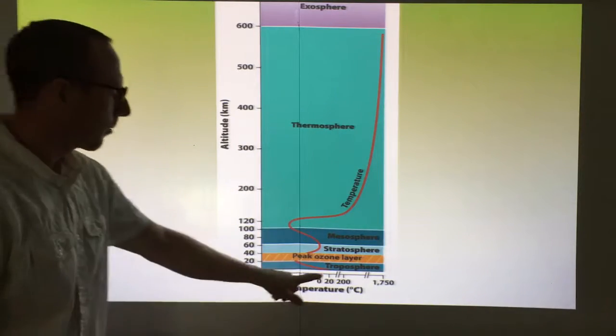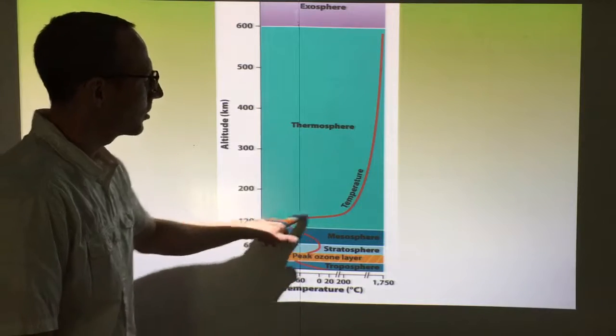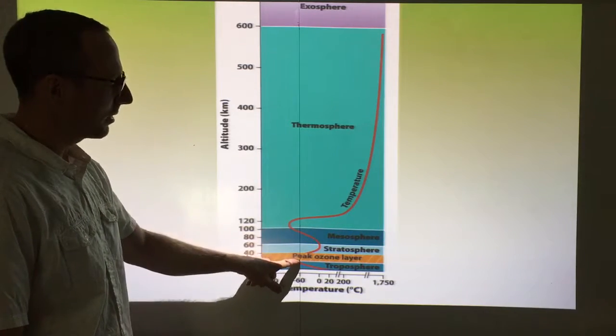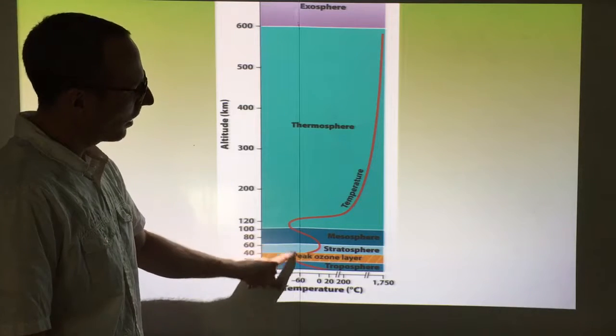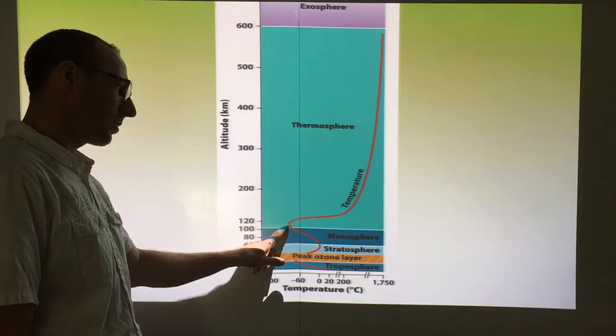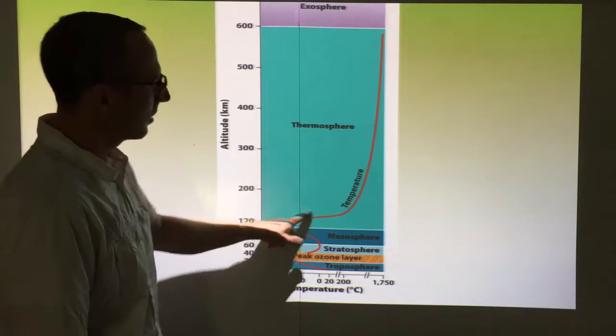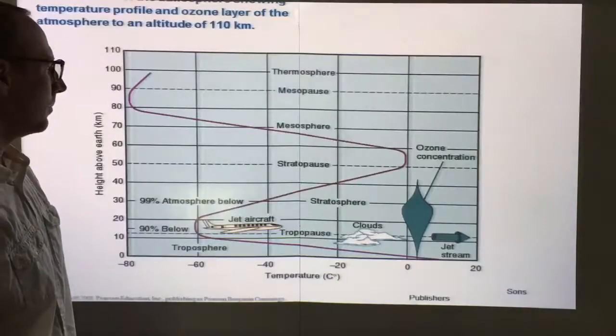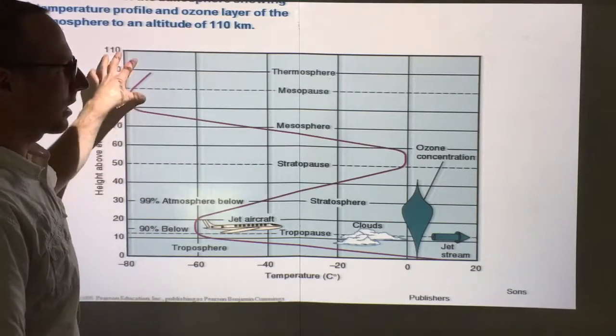Those four. And the red line on here indicates temperature. And it's pretty wild, like in the troposphere, as you go up, the temperature decreases. But in the stratosphere, as you go up, the temperature increases. In the mesosphere, the temperature decreases as you go up. And then in the thermosphere, the temperature increases a lot as you go up. So again, this is the same thing.